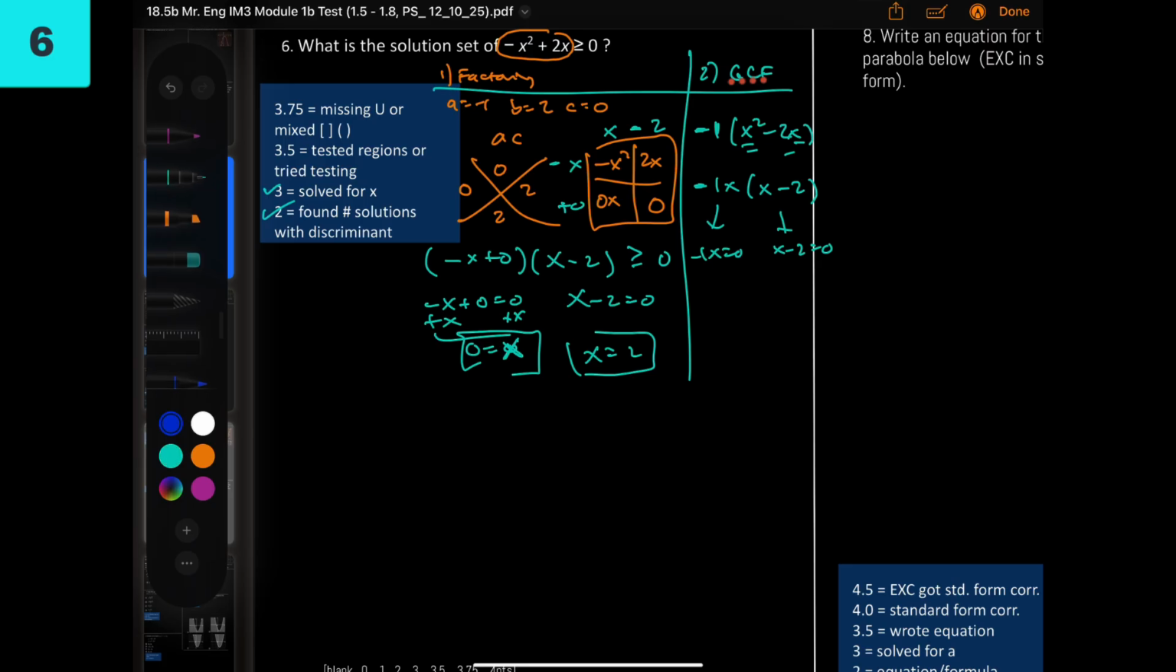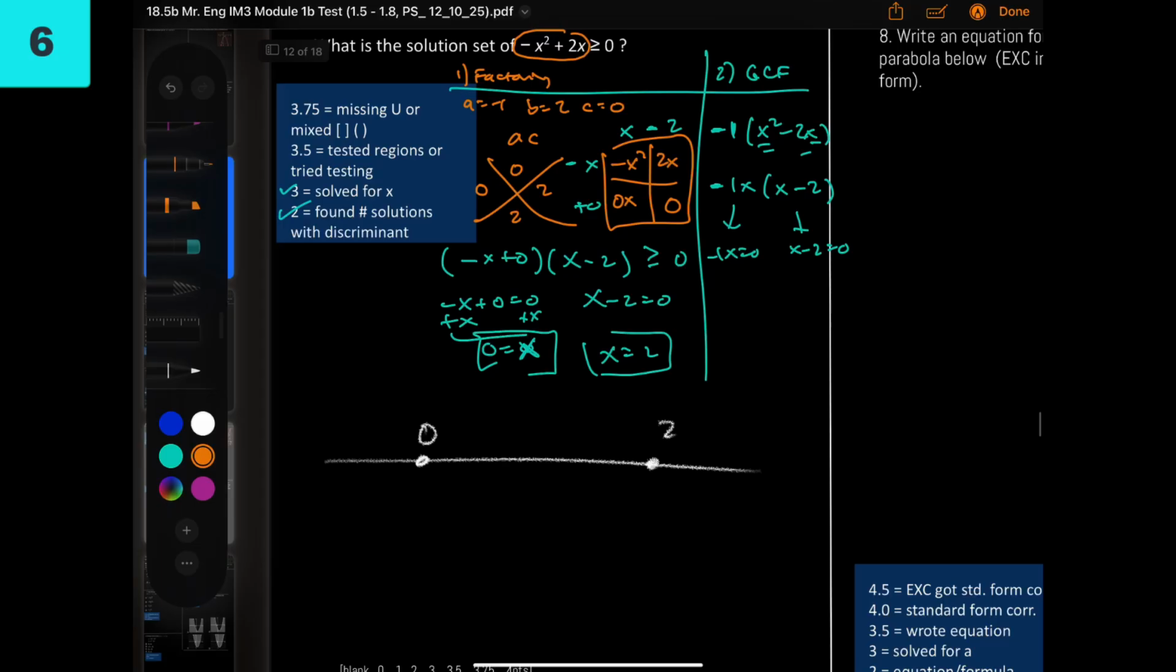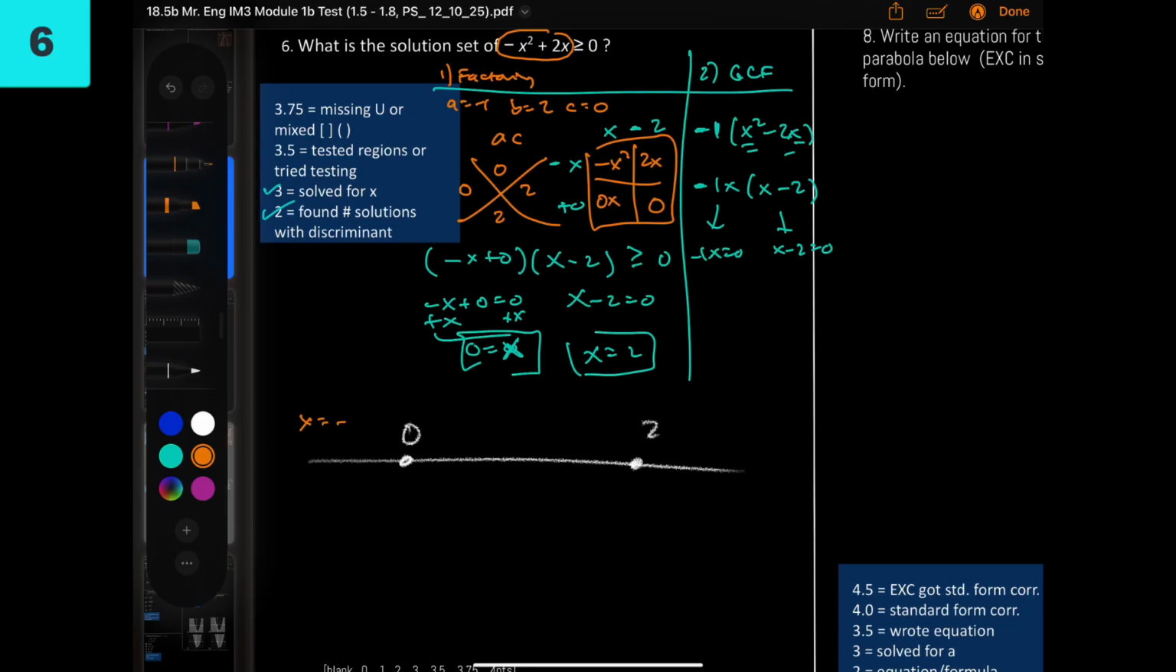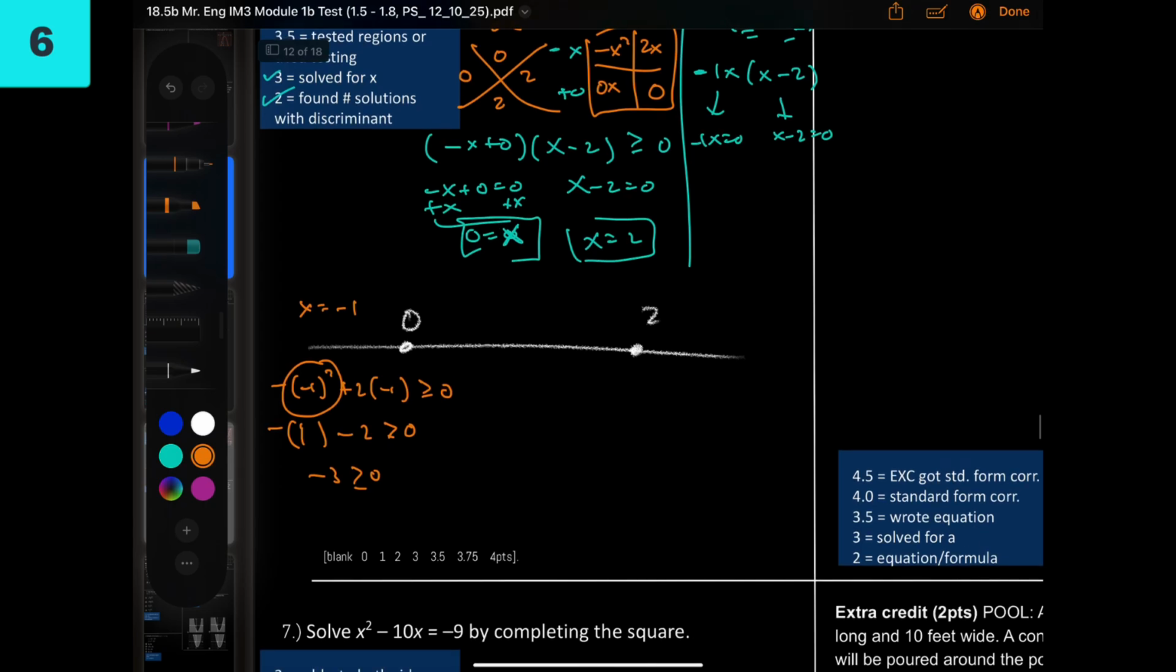Okay, let's test the regions now. So your regions are 0 and 2. The common mistake is actually to test those particular regions, and that would have been incorrect. So I'm going to pick another number to the left of 0, like, say, -1, and then put it back into my equation and see what happens. So that'll become a +1 minus 2. So you have -3 is bigger than 0. And is -3 bigger than 0? That would be false.